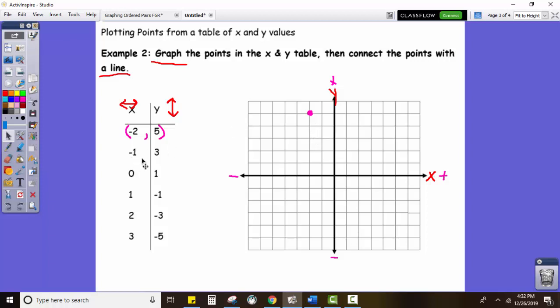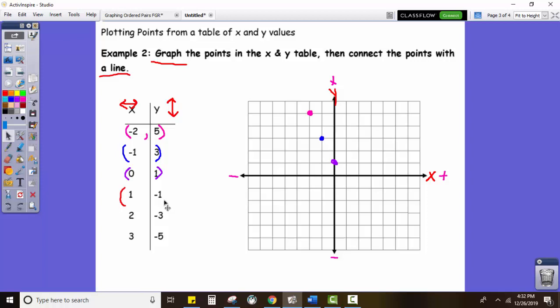Okay, next one. I have -1, 3. So I start at 0. I go over to -1 and up 3. 1, 2, 3, because it was +3. And I put my point. Next, I have 0, 1. So I start at 0, and my x value is 0. That means go over 0, so I stay where I am. And then the y value is +1, so I go up 1 right here, and I put a point.